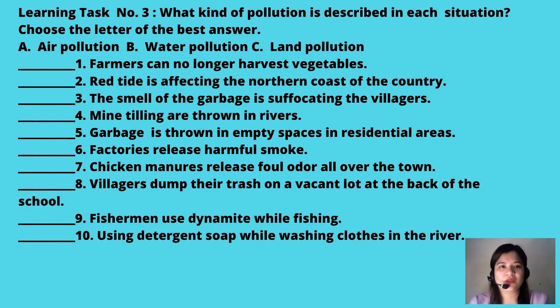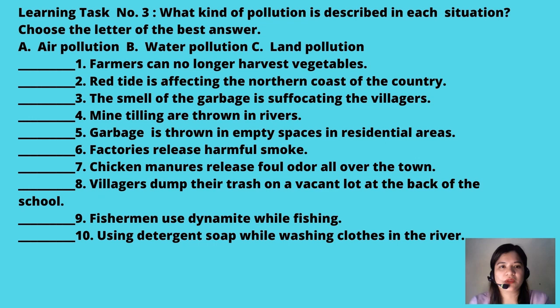Let's proceed to learning task number 3. What kind of pollution is described in each situation? You're going to choose the letter of the best answer. Letter A, air pollution. Letter B, water pollution. And letter C, land pollution. Number 1, farmers can no longer harvest vegetables. Number 2, red tide is affecting the northern coast of the country. Number 3, the smell of the garbage is suffocating the villagers.